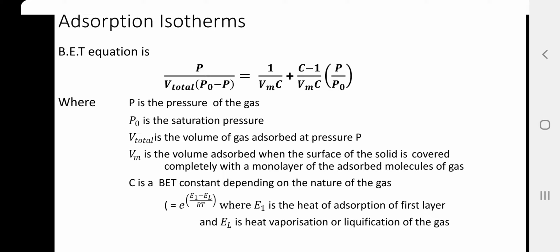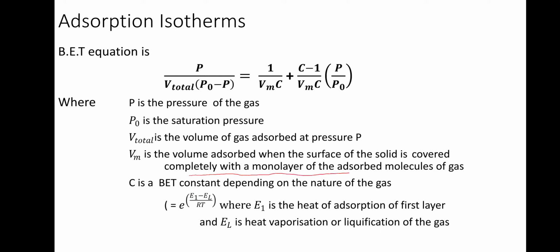The total volume the gas occupies is V total. Vm is the volume occupied when the surface of the solid is covered completely with a monolayer of adsorbed molecules. When one layer is adsorbed over the molecules, that volume is Vm.